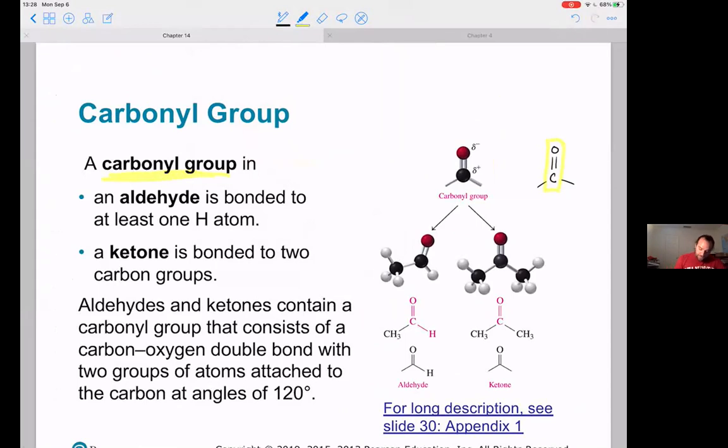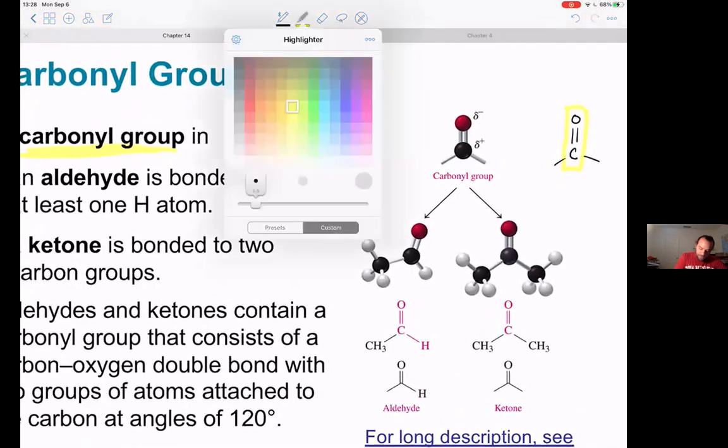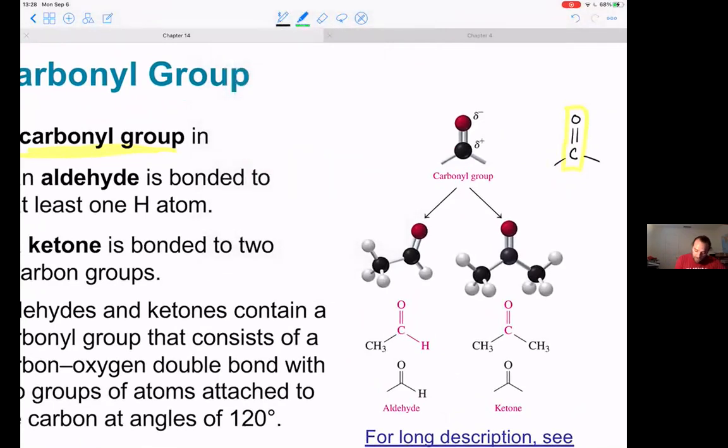An aldehyde is when on one side, or two, but at least one side, there's a hydrogen. So that carbonyl carbon is bound to at least one hydrogen. That's what makes it an aldehyde. Or if the carbonyl carbon is bound to two carbons on either side, that's what makes it a ketone. So the only difference is that in an aldehyde, the carbonyl carbon is bound to at least one hydrogen. In a ketone, the carbonyl carbon is bound to a carbon on either side.